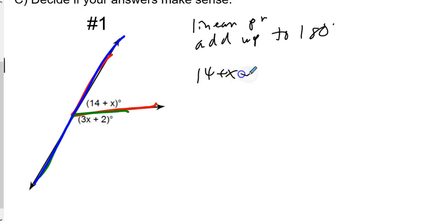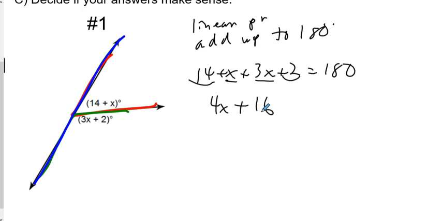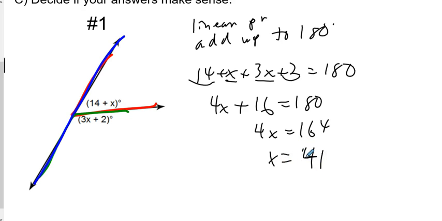14 plus x plus 3x plus 2 equals 180. And all we're going to do is combine like terms. So 14 plus 2 and x plus 3x. So that's 4x plus 16 equals 180. Now we're going to subtract 16 from 180, from both sides actually, and get 4x equals 164. Then we're going to divide by 4 and find out that x is 41. Now that's not 41 degrees, it's just x is 41.